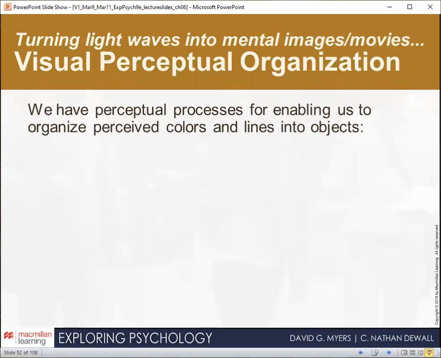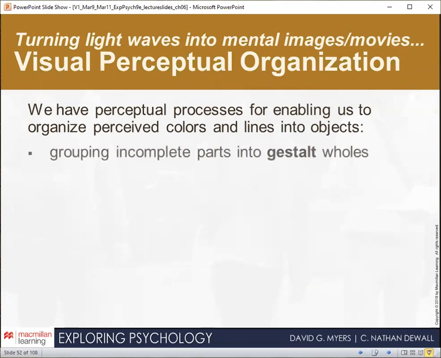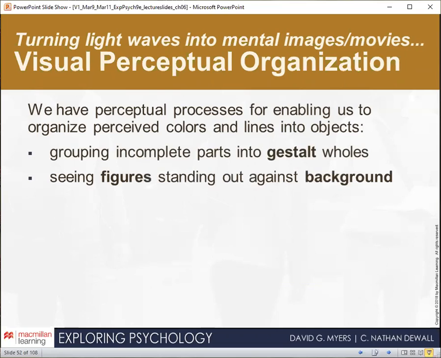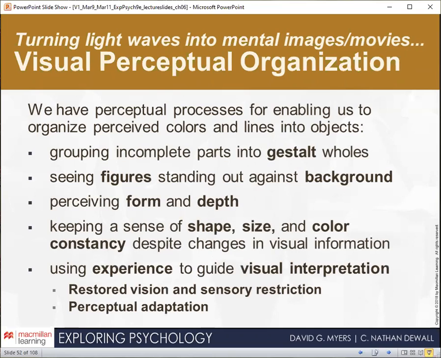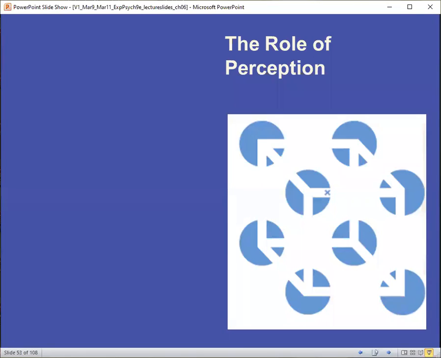First, we have perceptual processes for enabling us to organize perceived colors and lines into objects, grouping incomplete parts into gestalt wholes, seeing figures out against the background, perceiving form and depth, keeping a sense of shape, size, and color constancy despite changes in visual information, and using experience to guide visual interpretation, restored vision and sensory restriction, and perceptual adaptation.